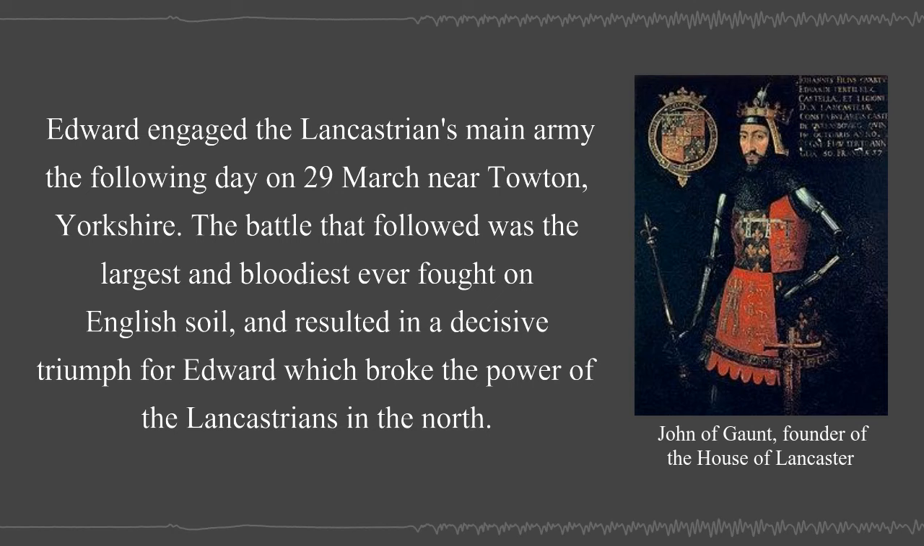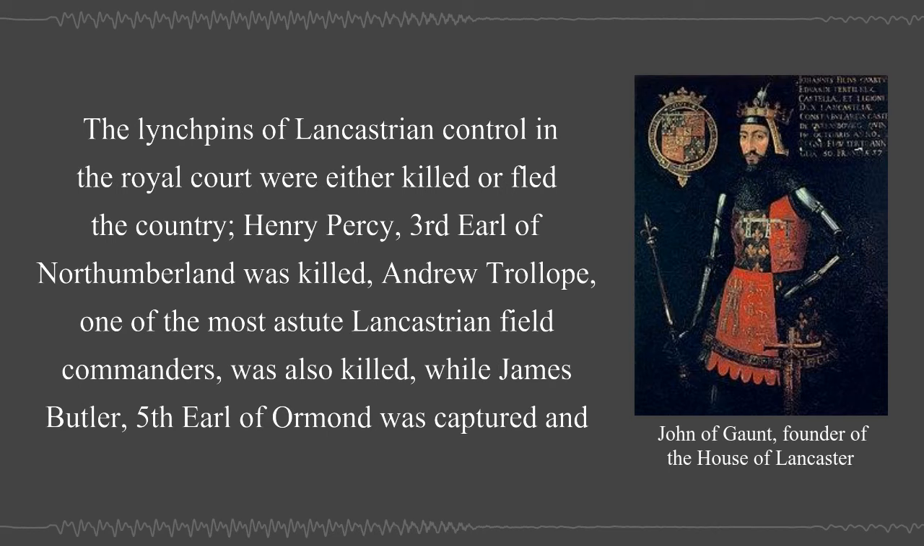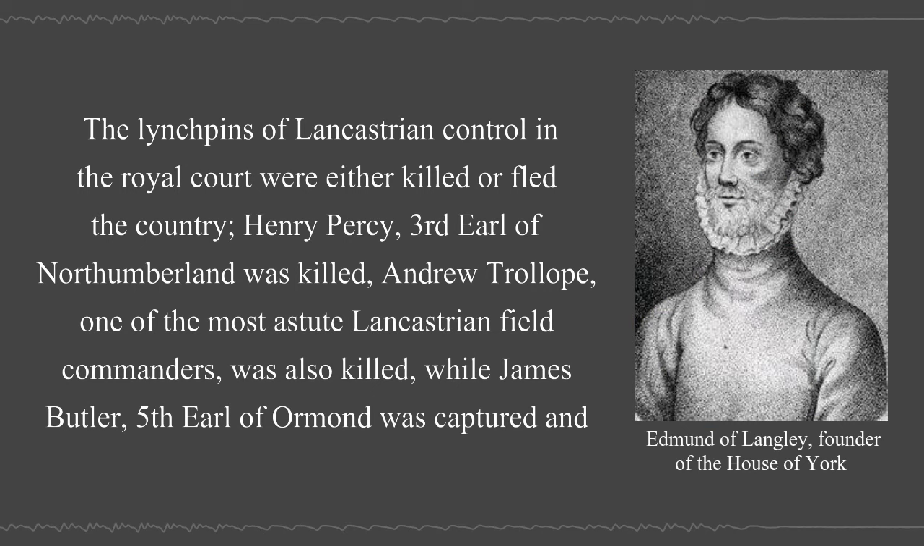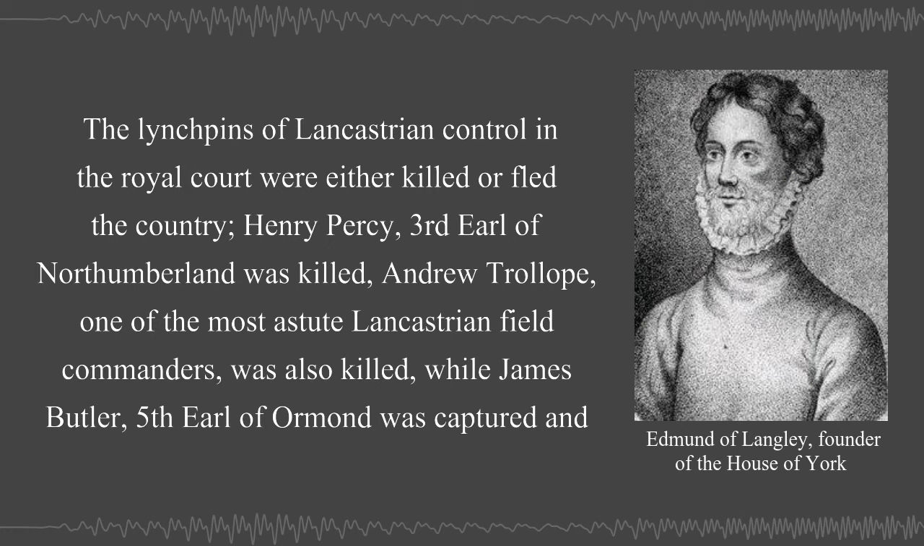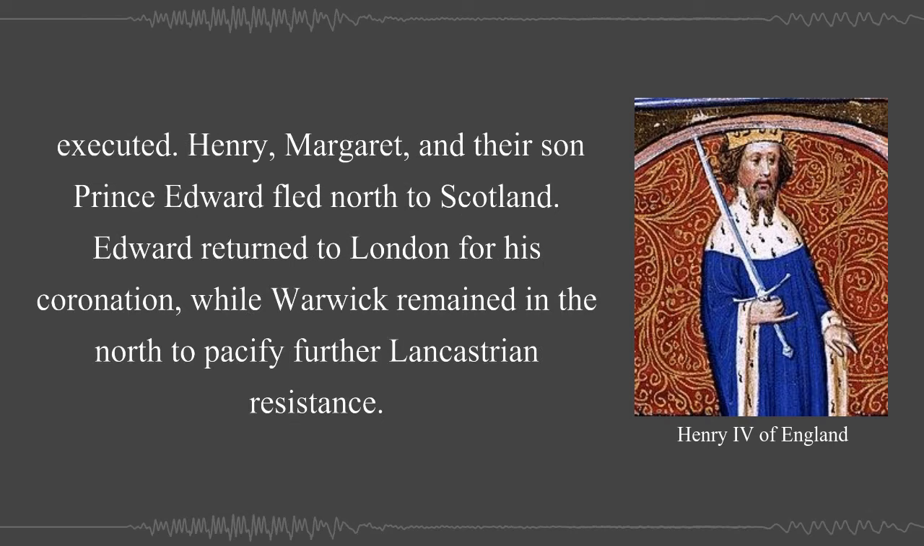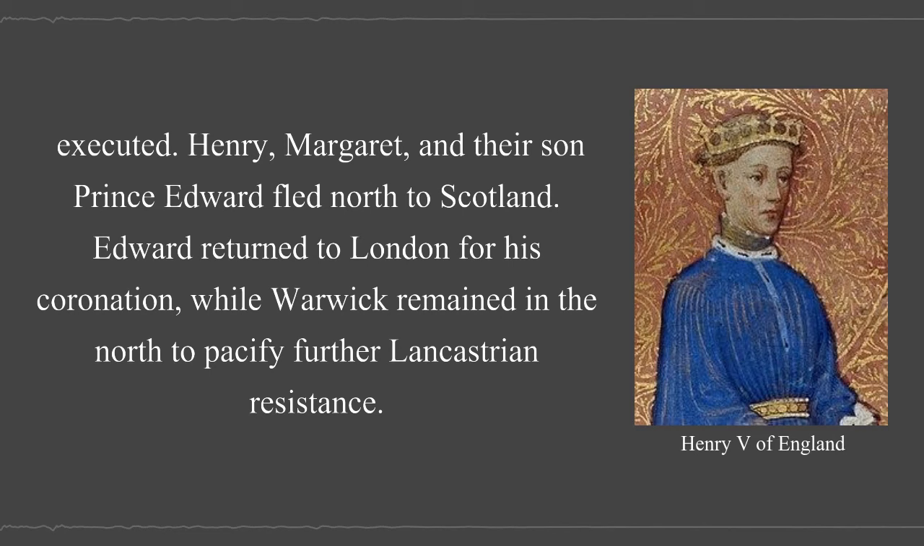The linchpins of Lancastrian control in the royal court were either killed or fled the country. Henry Percy, 3rd Earl of Northumberland, was killed, and Rhys Trollope, one of the most astute Lancastrian field commanders, was also killed, while James Butler, 5th Earl of Ormond, was captured and executed. Henry, Margaret, and their son Prince Edward fled north to Scotland. Edward returned to London for his coronation, while Warwick remained in the north to pacify further Lancastrian resistance.